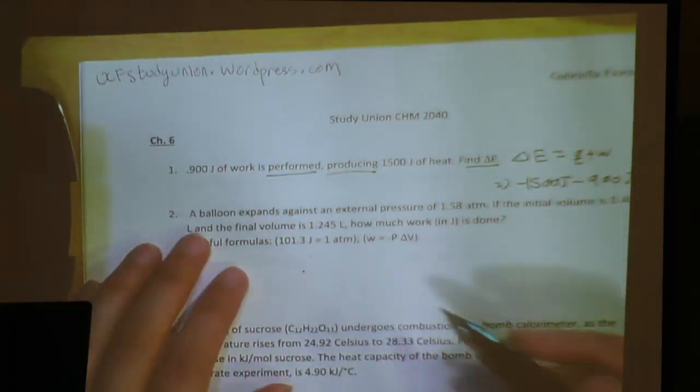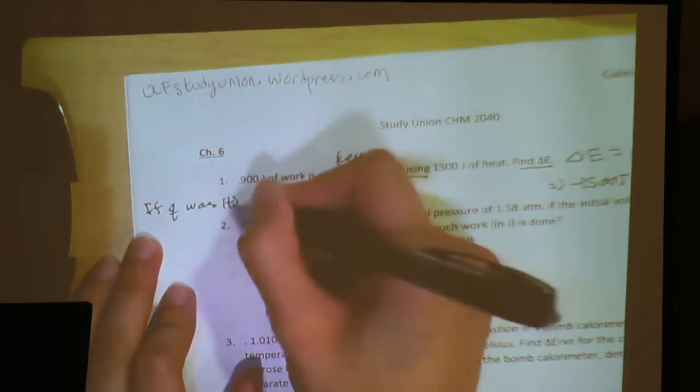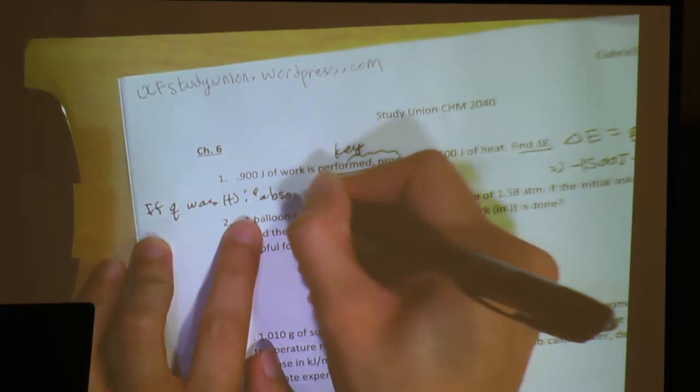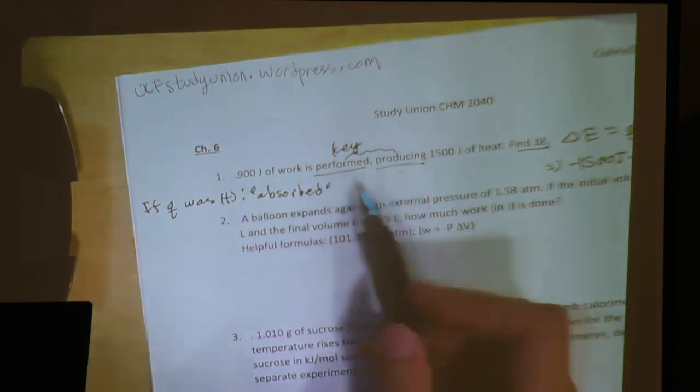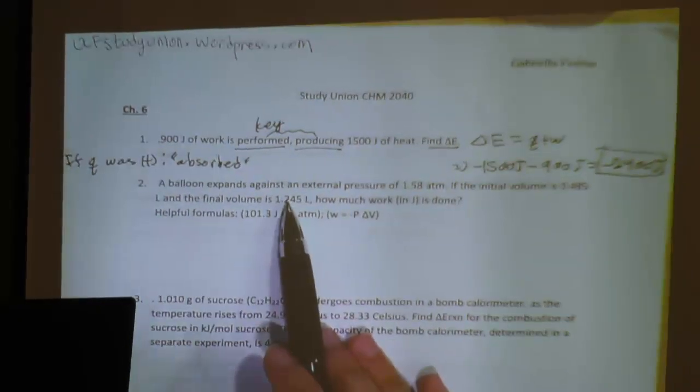What would be some key words if it was positive? Well, let's say that heat was positive. A word that we would use would be absorbed. So if you're absorbing heat, then your sign for Q is going to be positive. So just be careful with that because they could word it in these different ways, and you guys will be expected to know just based on the wording there.